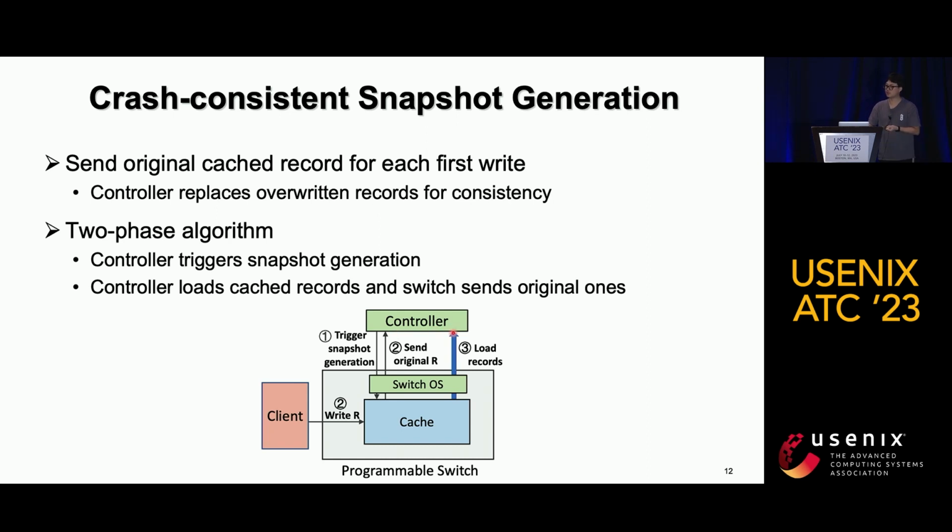After the controller loads all cached records, the controller will notify the end of the snapshot period to the switch, and no more original records will be reported to the controller. So finally, the controller can revert the snapshot to a consistent state based on the original records collected from the switch. So that's our snapshot generation algorithm.